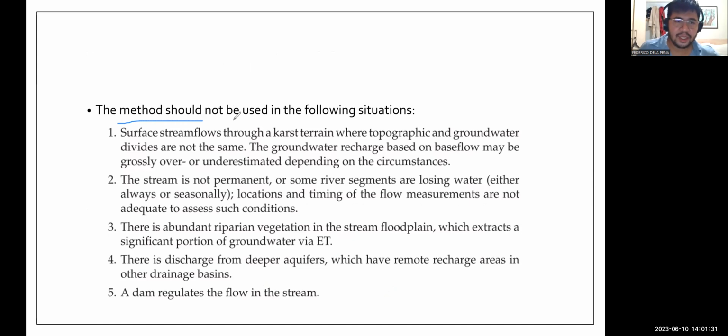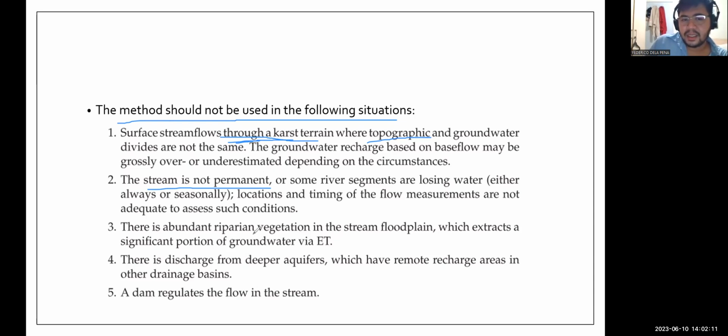So this method should not be used in the following situations. First, you cannot use it on a karst terrain because karst terrains have a very complicated recharge, very complicated watershed. Okay, usually the topographic watershed of karst areas do not correspond to their actual recharge zones. Also, you cannot use it on a non-permanent stream. So you have to use it on a permanent river or a permanent stream.